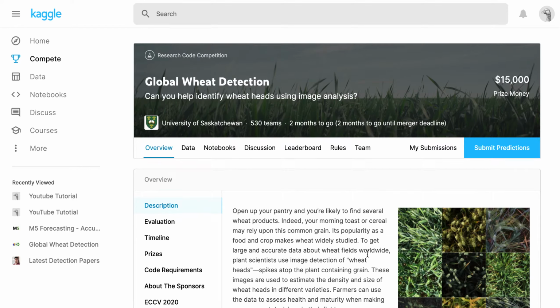Welcome to the Global Wheat Detection Kaggle competition, where we, as a community, look at a bunch of images of wheat and detect if the image has wheat or not. This has to be the weirdest thing I've ever done using computer vision and machine learning, but why not? Wheat is important.